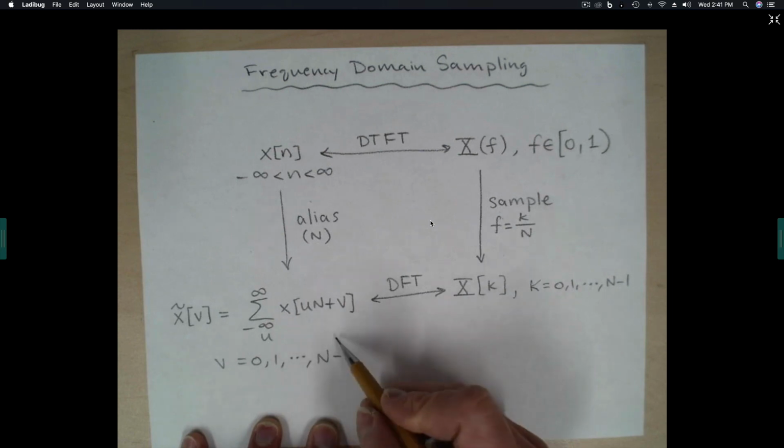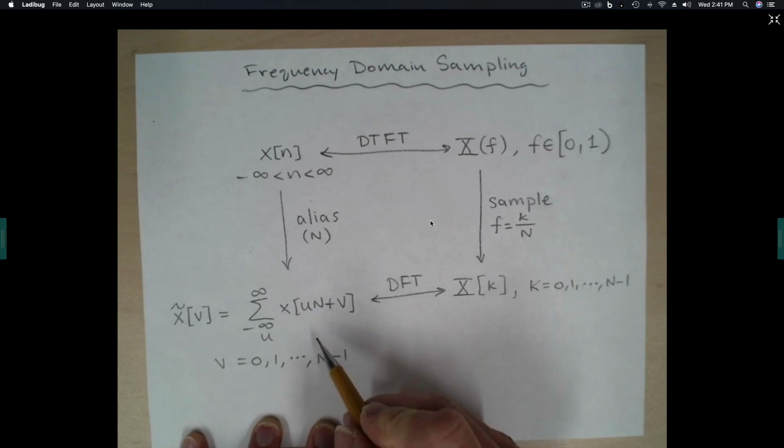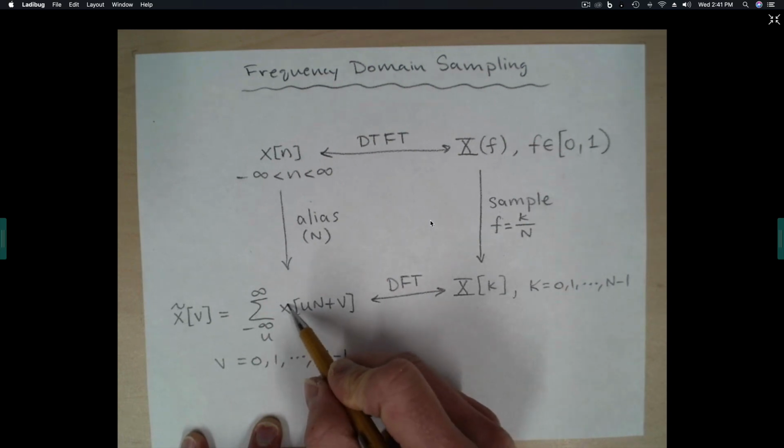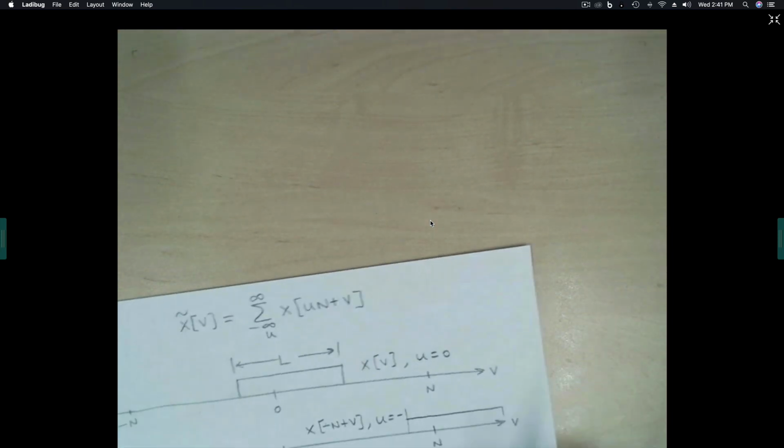One of the things that we haven't talked about yet is that this aliasing formula tells us how to handle samples of x at negative time indexes. So let's take a look at that in this example.